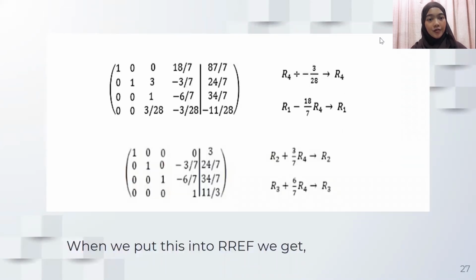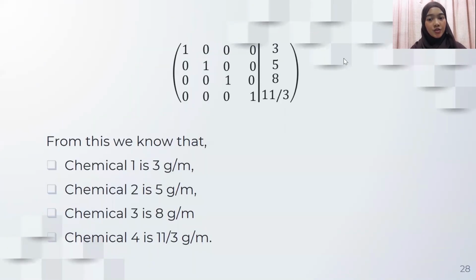And these are the last 4 steps, and when we put it into RREF, we get the matrix below. So from that we know that chemical 1 is 3 gram, chemical 2 is 5 gram, chemical 3 is 8 gram, and chemical 4 is 11/3 gram. That's all from me. I hope that you understand what we have discussed in application 1 and 2.